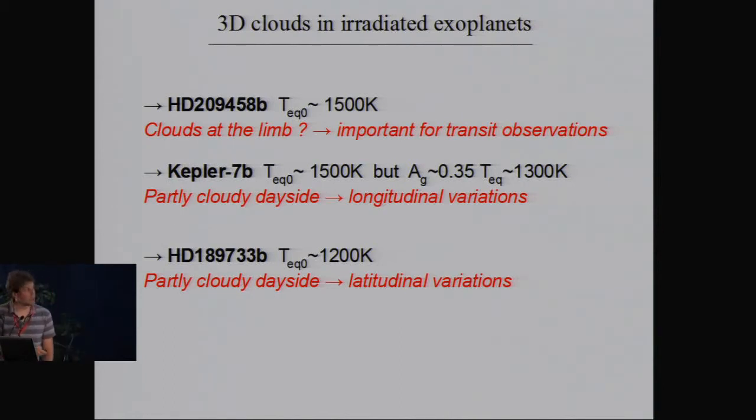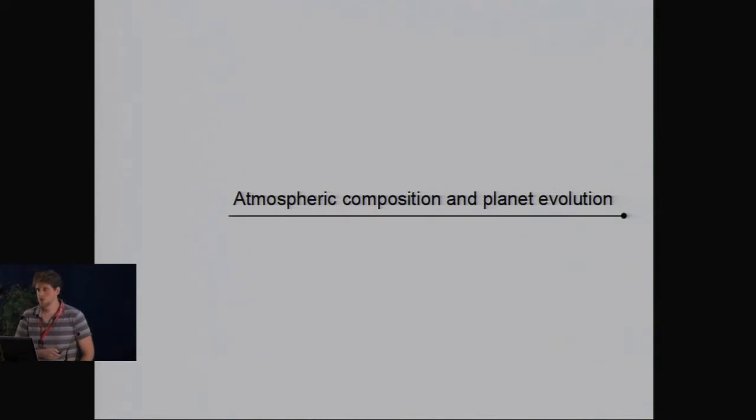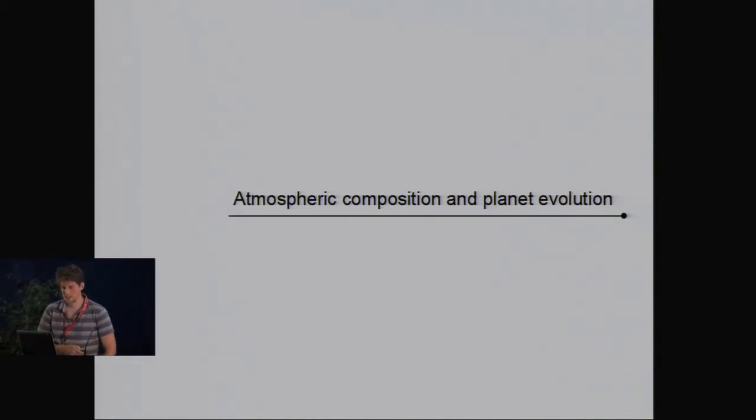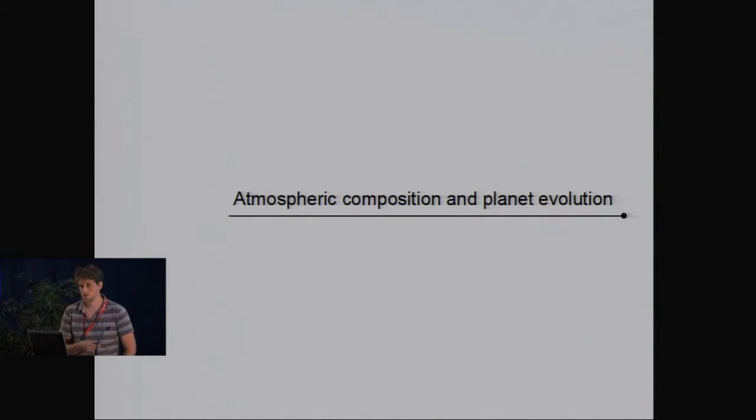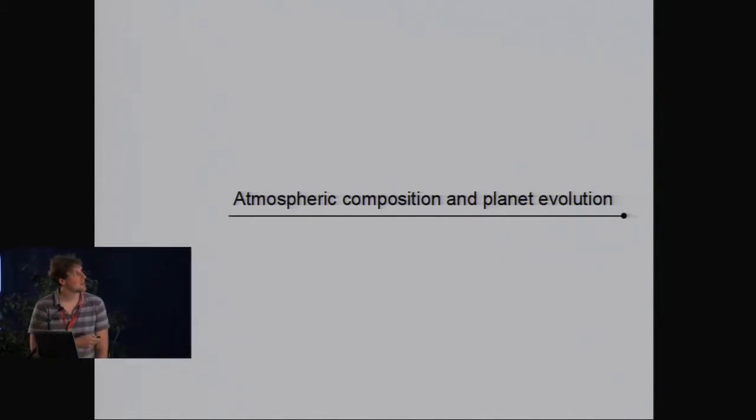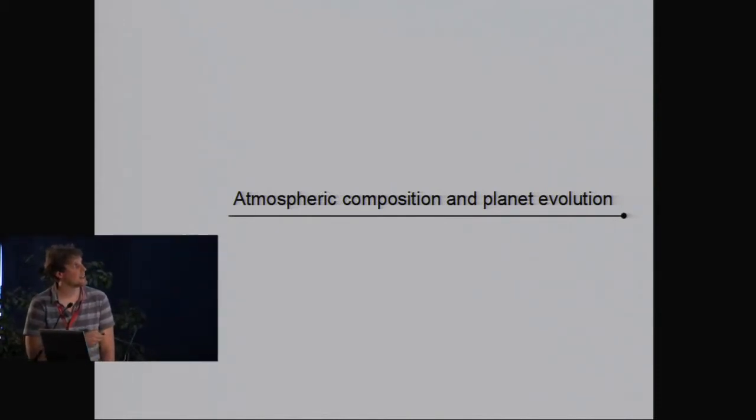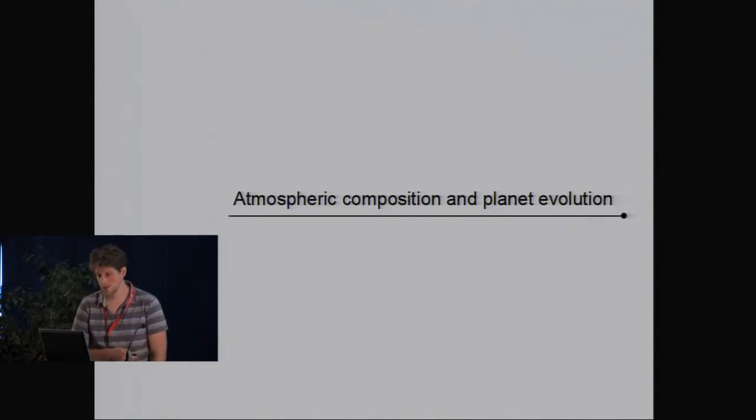Okay, so now I'll switch very rapidly to another topic. I'll talk a little bit about bulk atmospheric composition and how we can relate that to planet evolution, and how photometric data will help us, in an indirect way, to constrain the atmospheric composition.